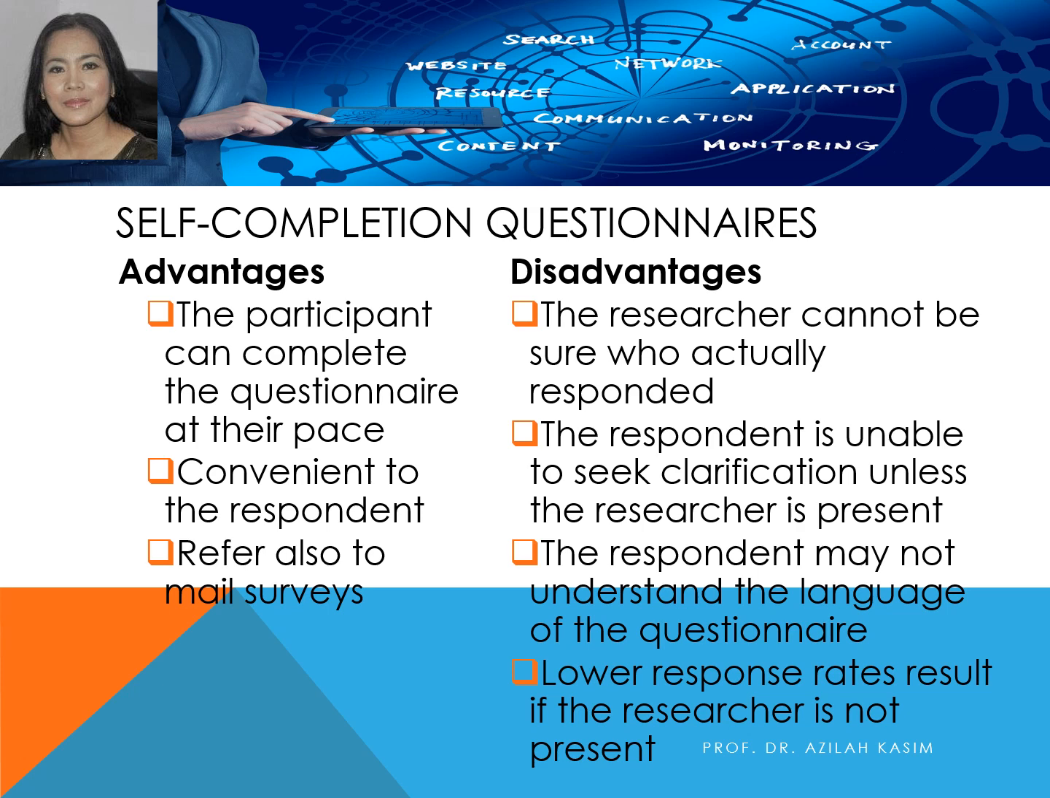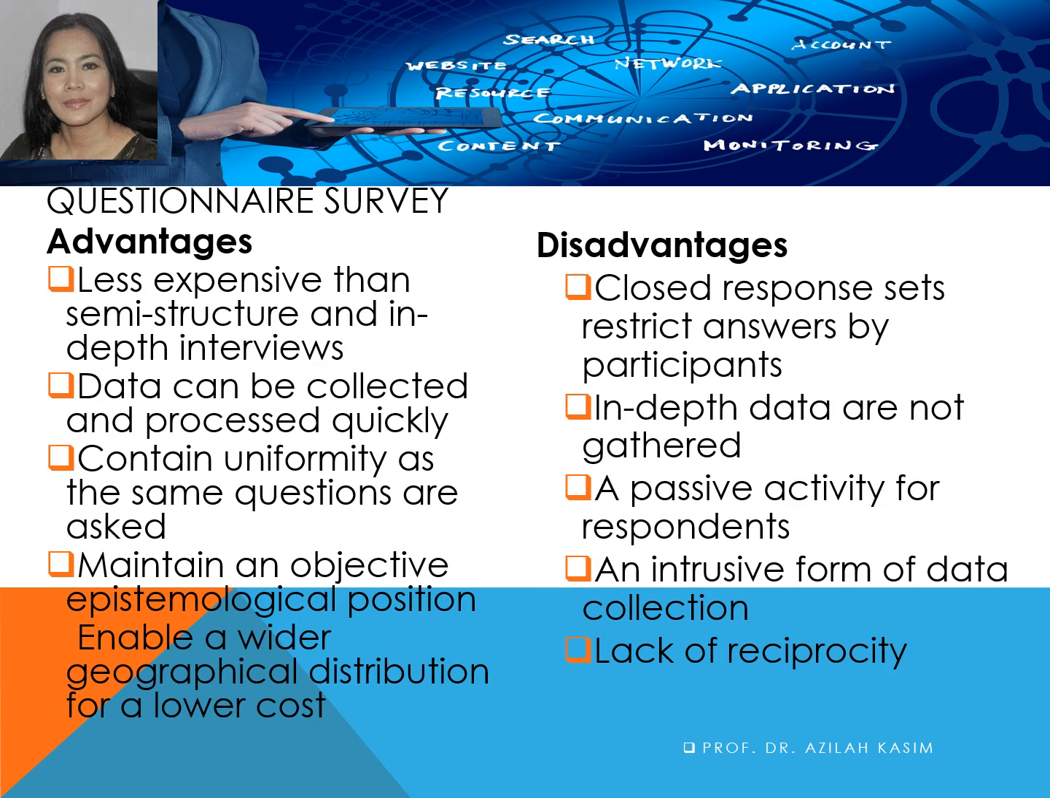And then questionnaire survey, the advantage would be it is less expensive than semi-structured or in-depth interviews, because in-depth interviews means you have to set up time, you have to meet them, maybe over coffee or things like that. Yeah, so those all cost. Data can be collected and processed quickly using questionnaire survey. It contains uniformity as the same questions are asked. Maintains the objective epistemological position. Enables a wider geographical distribution at a lower cost when you use questionnaire.